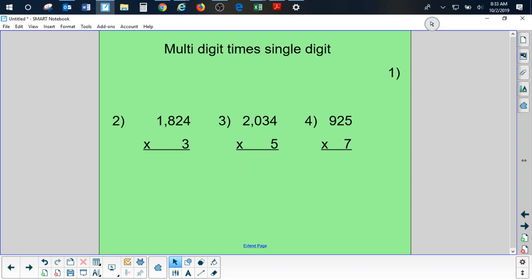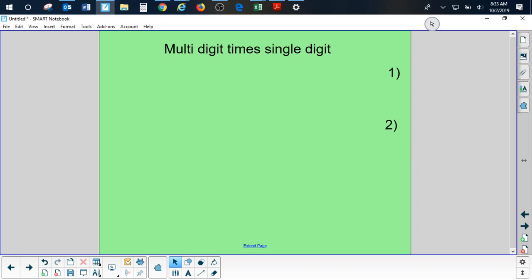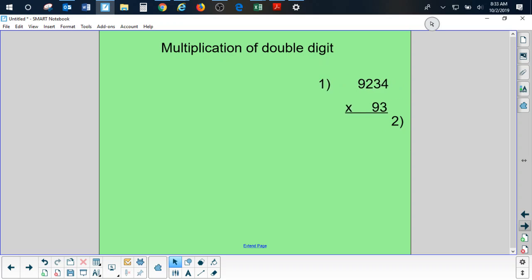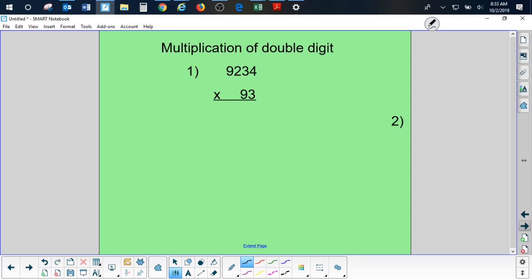Moving on from our single digits on the bottom, 5th grade has to go up to double digits at least. When we see a number with double digits, it's the same steps, except when we go down to the next row, we have to understand what's going on. So we're still looking at the number 3 first. We're going to do 3 times 4 first. 3 times 4 is 12. Put down my 2, regroup my 1.